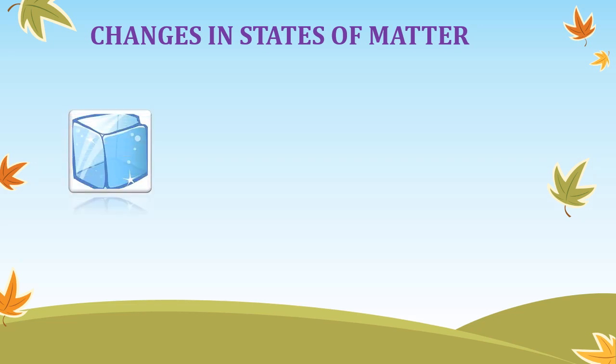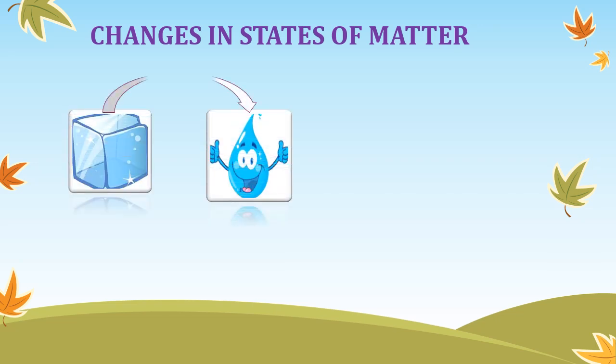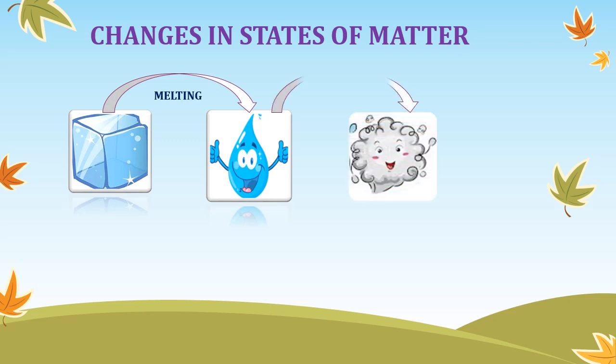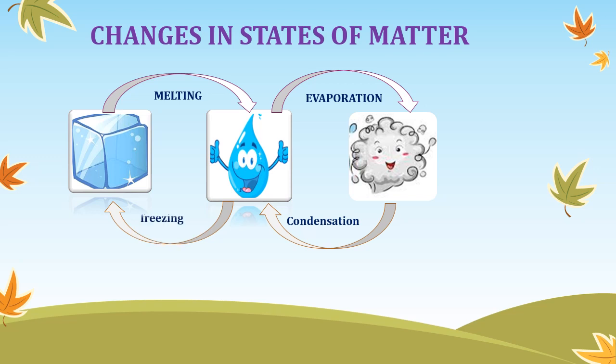Like solids can be changed into liquids. This is called melting. Liquids can be converted into gases. This is called evaporation. These changes are reversible too. When the gases are converted back to their liquid state, this is called condensation. And when the liquids get back to their solid state, this is called freezing. When the solids are converted directly into gaseous form, this is sublimation.